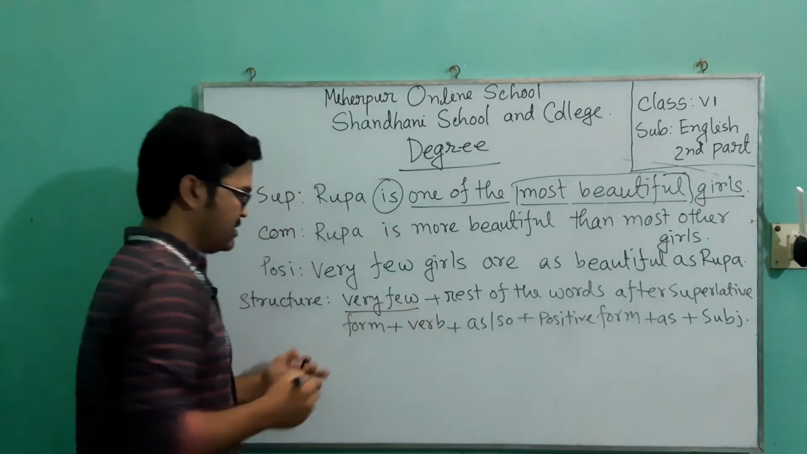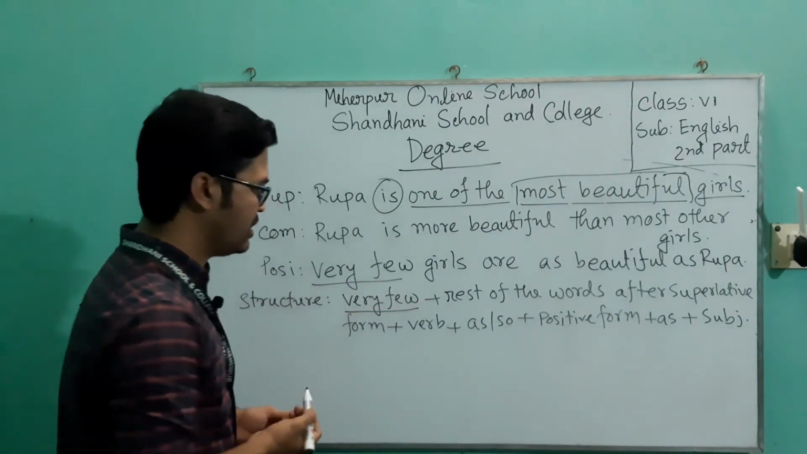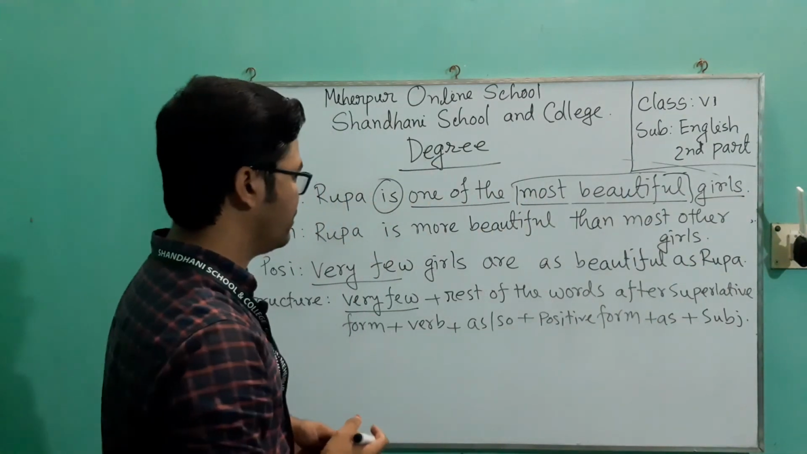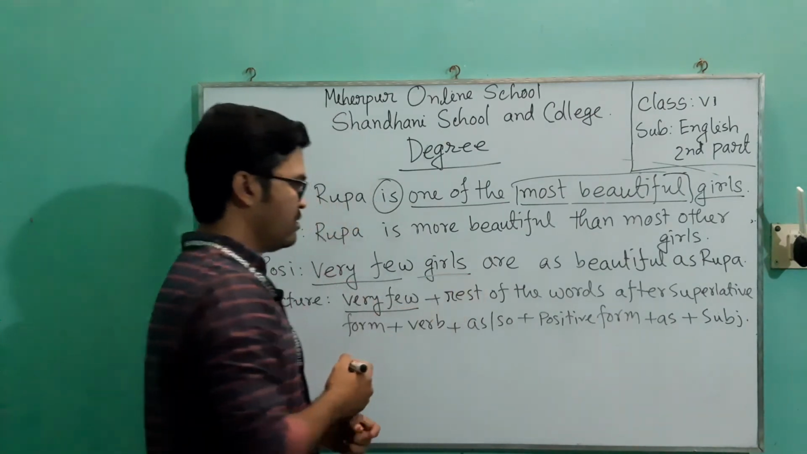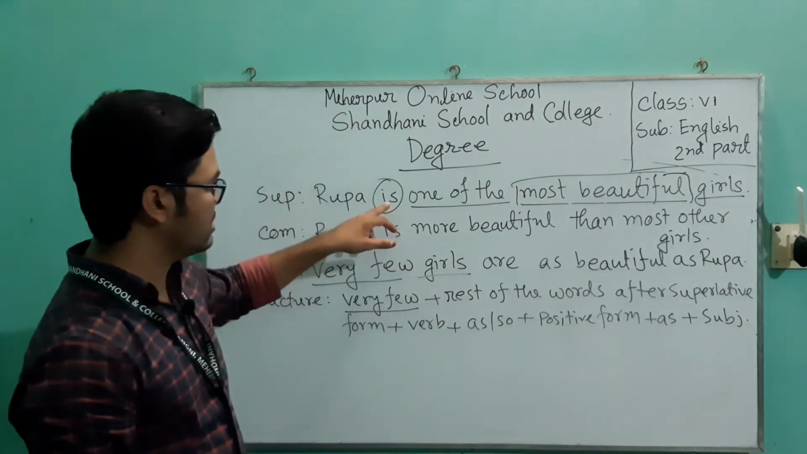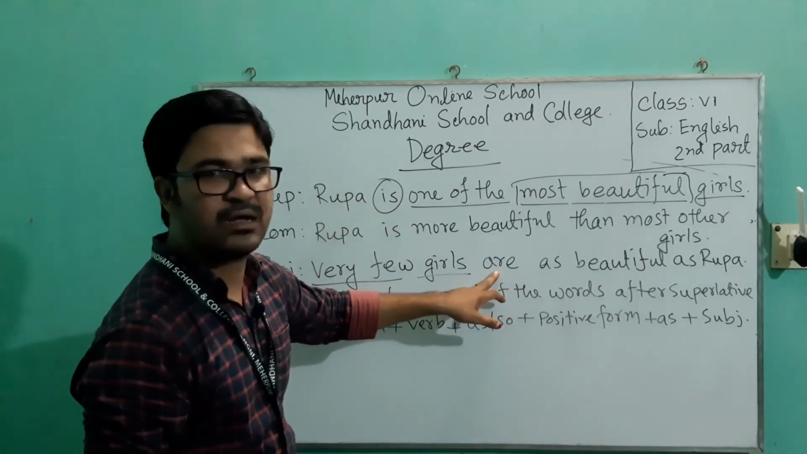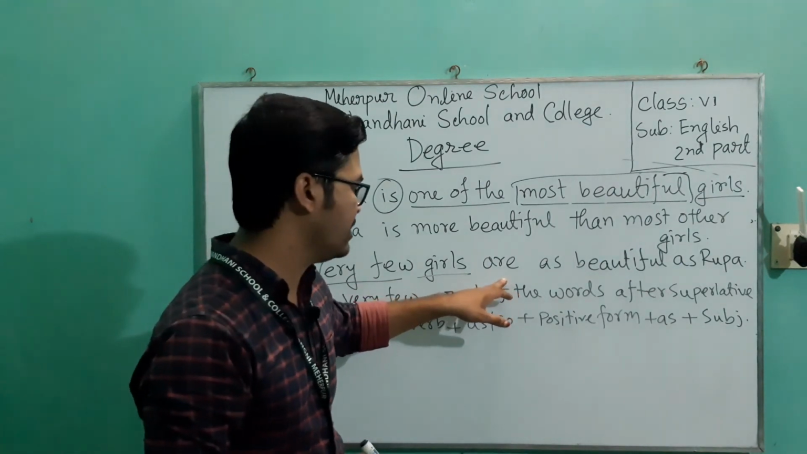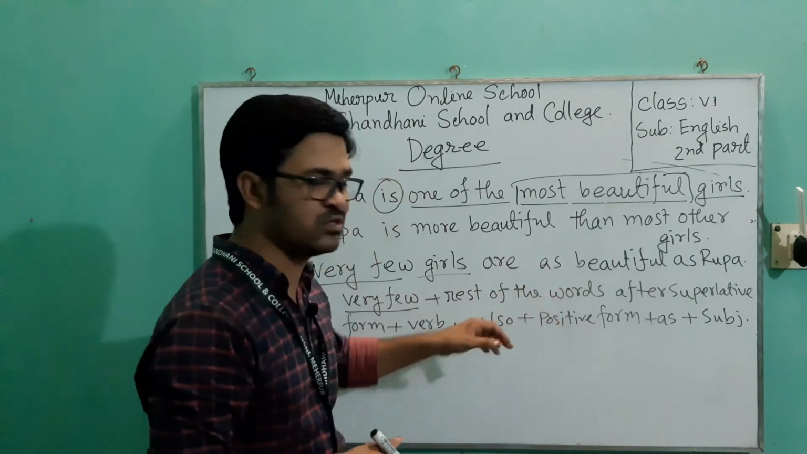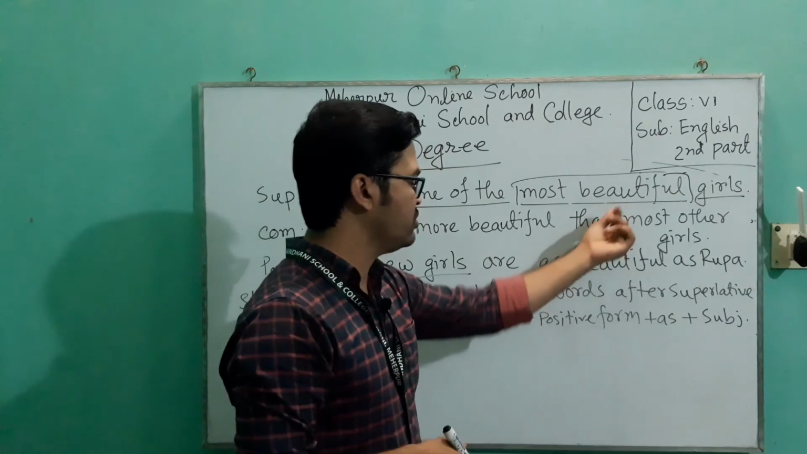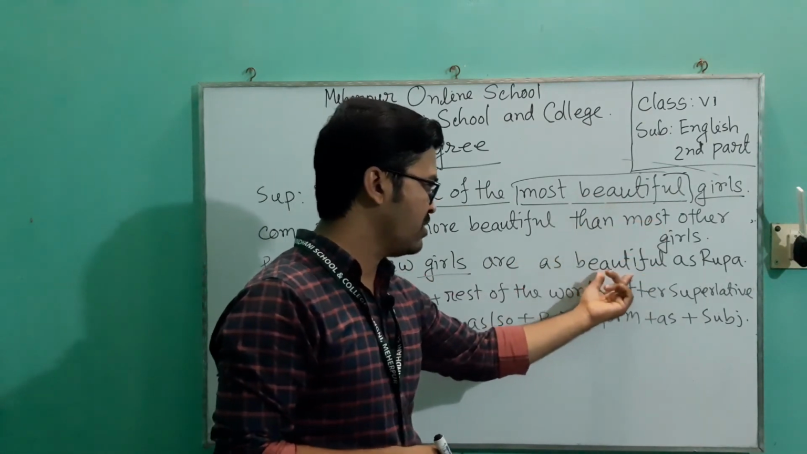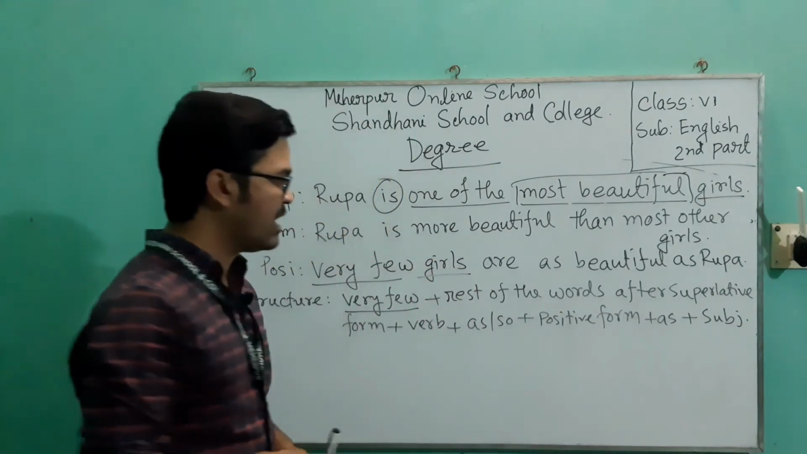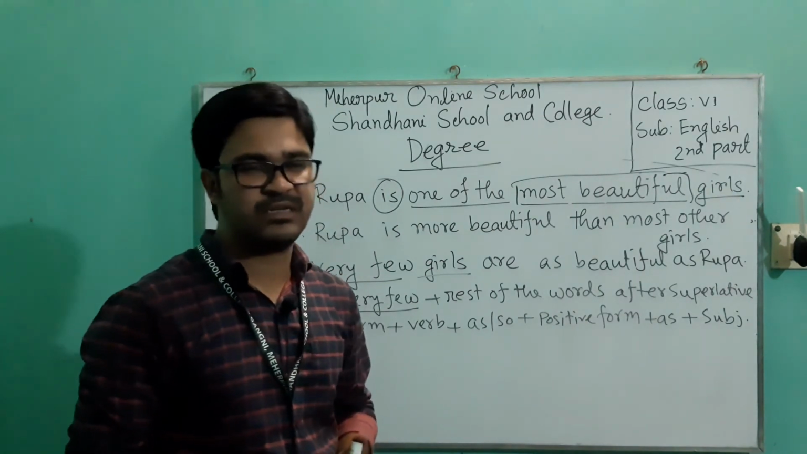Very few. From the beginning of the sentence of positive, we have to write very few. Okay, rest of the words after superlative form. Here the superlative form is most beautiful. So girls is the rest of the words. So we have to write girls, and then verb. Here the verb is, but I have written here are. Actually I have told you very few is the plural subject. So we have to write the plural verb. Then I have written as oblique, so you can write anyone. Okay, then positive form. Beautiful is the positive form of most beautiful. So I have written here only beautiful. Then as, structural as, and the subject Rupa. Okay, dear students, I think all the rules you have understood very easily.